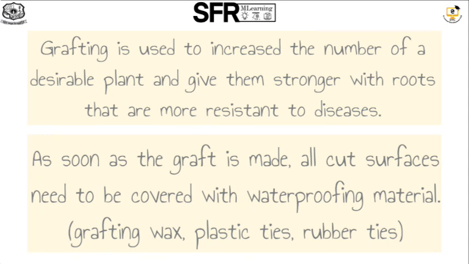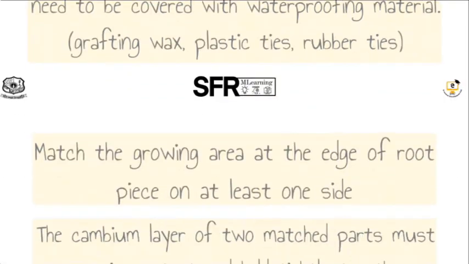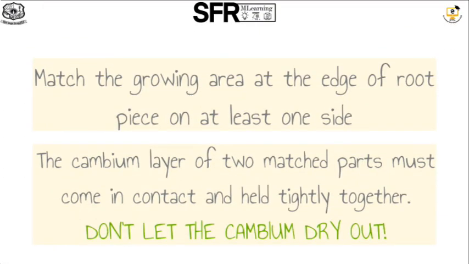As soon as the graft is made, all cut surfaces need to be covered with waterproofing material, that is grafting wax, plastic ties, rubber ties and threads. Match the growing area at the edge of the root pieces on at least one side. The root will develop on the new stalk, and the stalk will develop into the new plant. The cambium layers of the two matched parts must come in contact and be tied together tightly. The cambium should not dry out during the period of holding stalk and scion together.